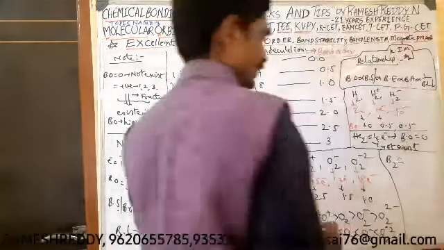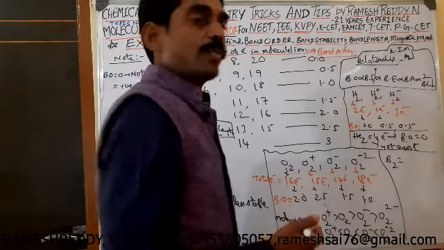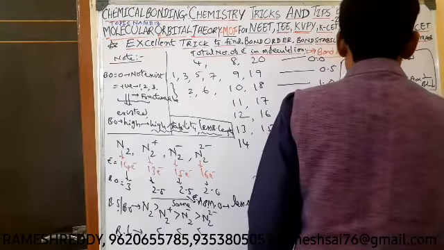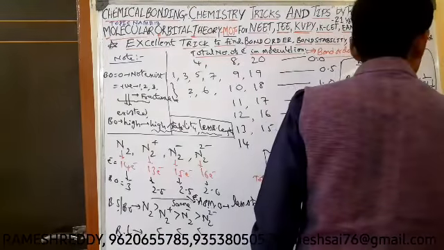The same thing you can find out for B2, boron. Sorry, boron. One boron has how many electrons? 5. 2 borons have 10 electrons. If 10 electrons are there, what is the bond order? 1. Bond order is 1.